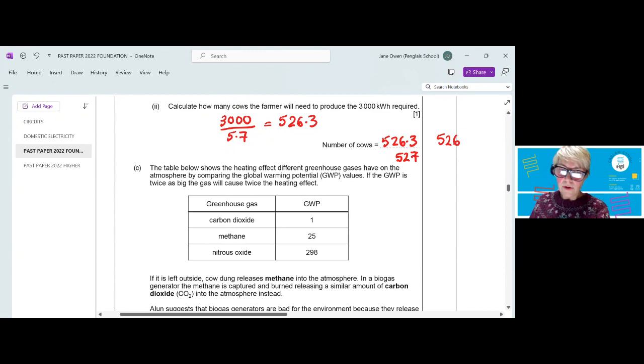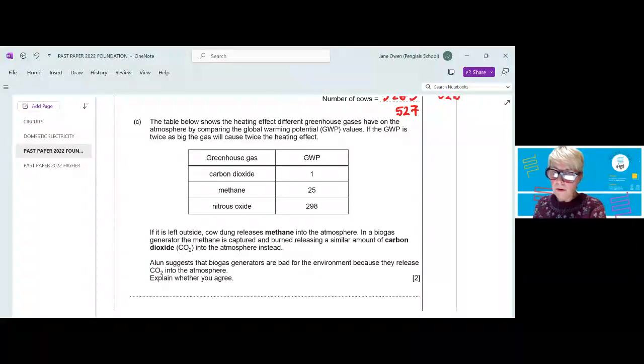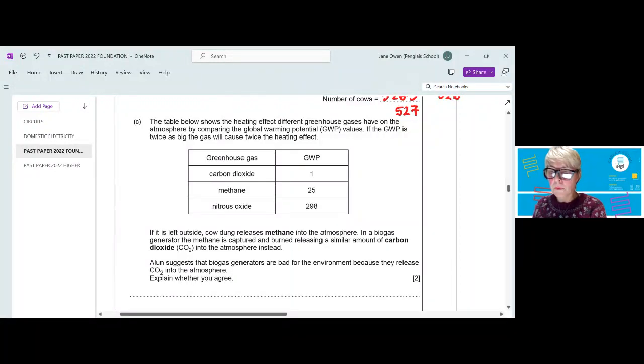Okay, so the table below. Now they usually have something for you to think about. They'll give you some data and they'll want you to agree or disagree based on the data they're going to give you. So the table below shows the heating effect of different greenhouse gases on the atmosphere by comparing the global warming potential. Now, we haven't taught you that, but they've given you some new information that you're meant to be able to work with and get data from.